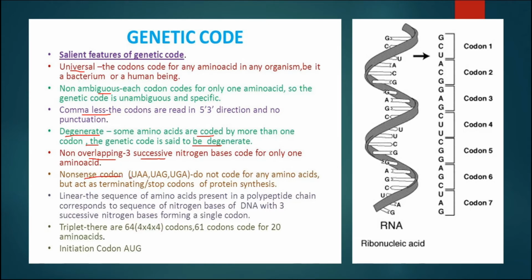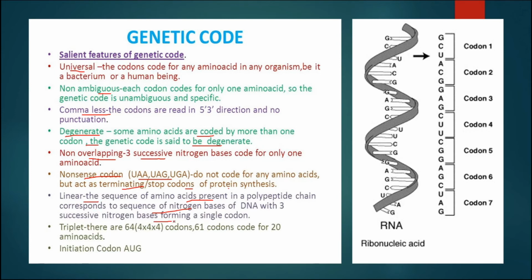Now nonsense codon means 3 of these codons, that is UAA, UAG and UGA, are the codons which are not coding for any amino acid. That's why they act as the terminating or stop codons, and they will stop the process of protein synthesis. Now linear means the sequence of amino acids present in the polypeptide chain corresponds to the sequence of nitrogenous bases present in the DNA with successive nitrogenous bases, and in this way we can say it is linear.